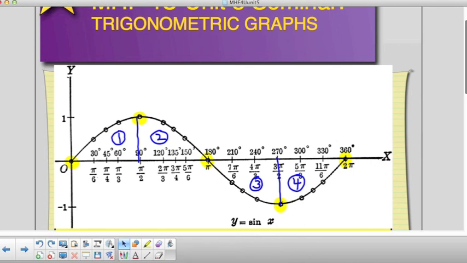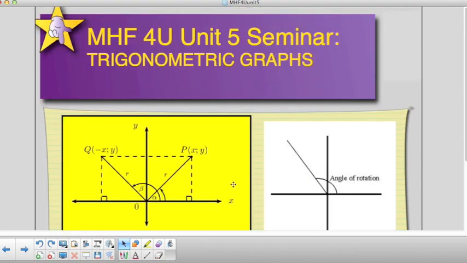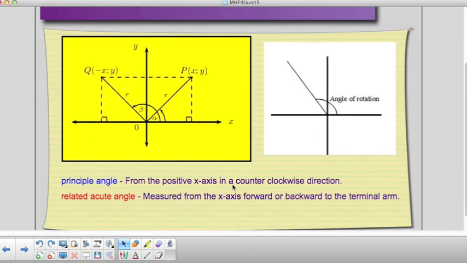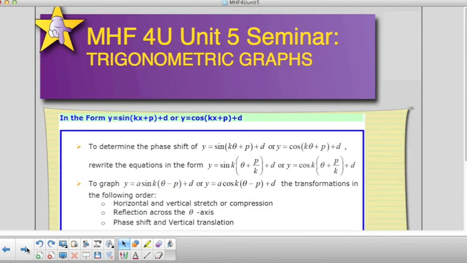Word problems, we always divide our intervals into intervals of 4 to figure out where all the x-intercepts and the maximum and minimum values are going to take place. Okay, we looked at related angles, principal angles, and all of that are key in determining the different points on the sine and cosine function curve. That was from the Unit 5 seminar.